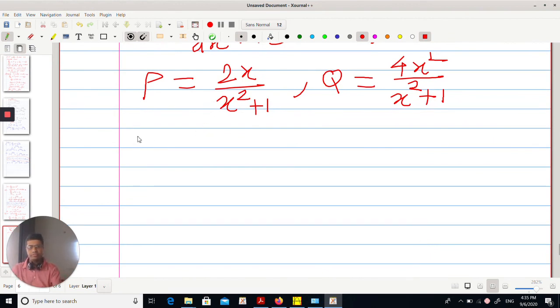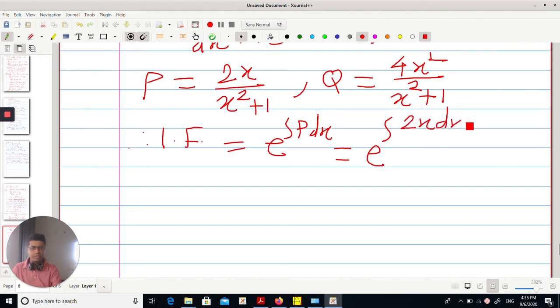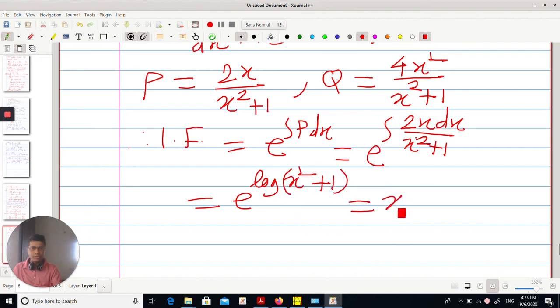Now the integrating factor is e raised to integral p dx. Here it is e raised to integral 2x dx divided by x square plus 1. Now here we put t equal to x square plus 1 so that 2x dx is dt, and so this integral is log of t. So this is e raised to log of x square plus 1, and so it is simply x square plus 1.